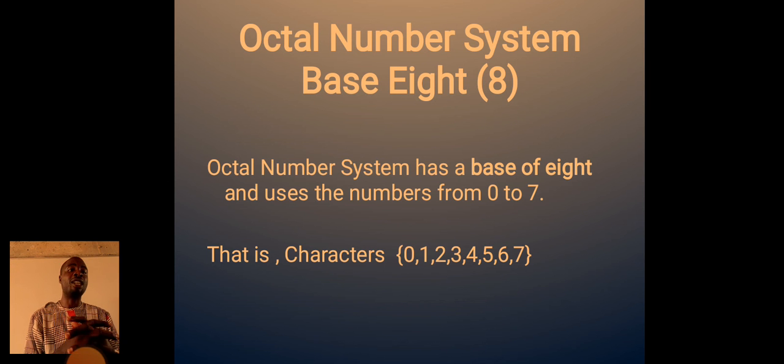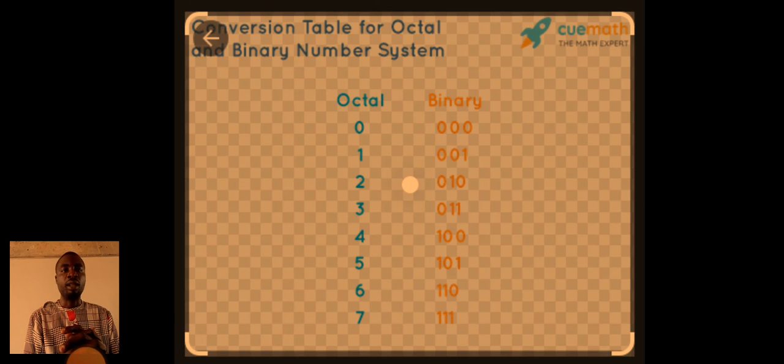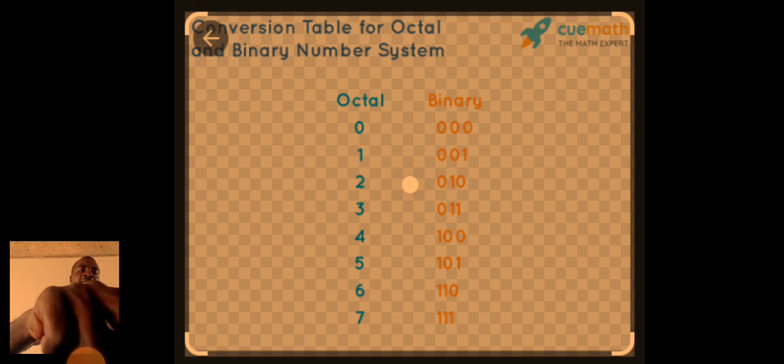So octal is a number system of base 8. It uses digits from 0 to what? To 7. The chart there shows us conversion from octal to binary. 0 in octal means 000 in binary. 1 in octal means 001 in binary. 2 in octal means 010 in binary, and so on and so forth.